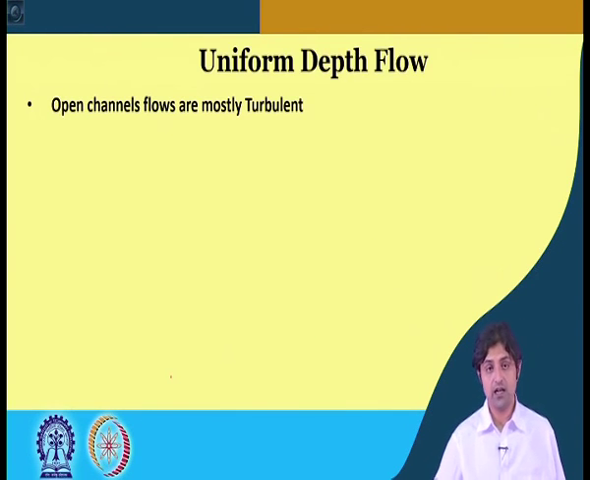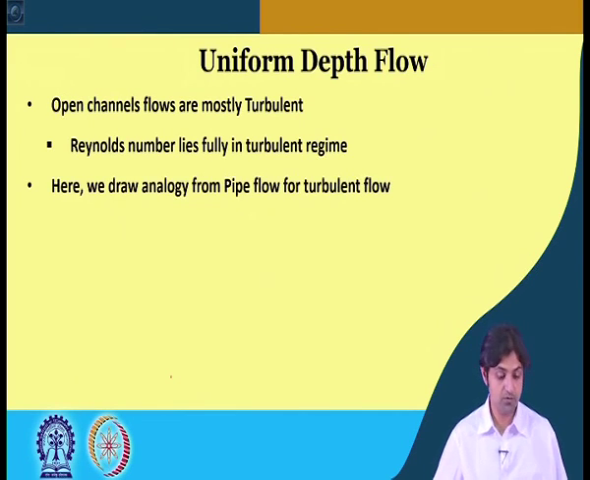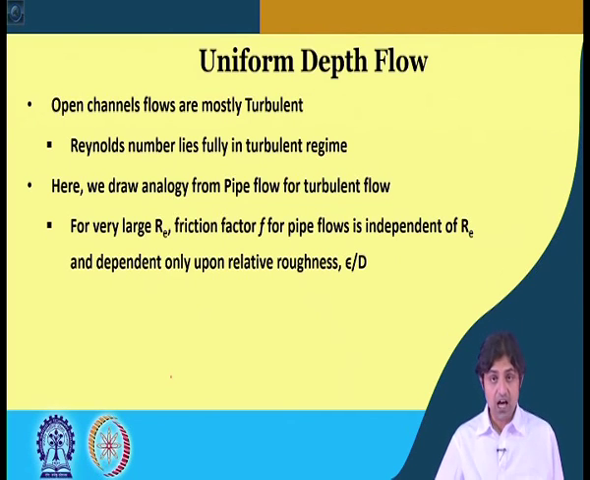Open channels are actually mostly turbulent, and the Reynolds number lies fully in the turbulent regime. So, here we are going to see the analogy from the pipe flow, which we will actually study as well. For very large Reynolds number, friction factor F for pipe flow is independent of Reynolds number and dependent only upon the relative roughness epsilon by D.